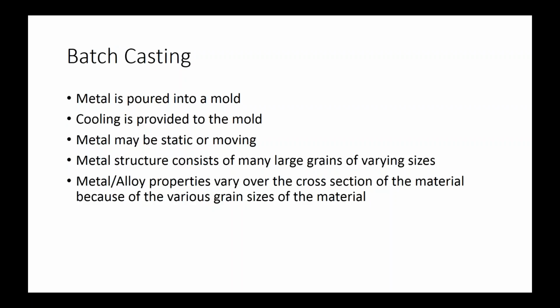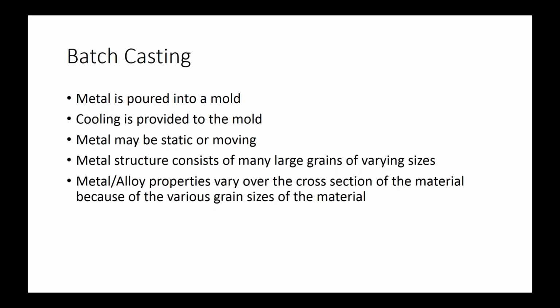The mold is cooled. The mold may be moving, but it's still just a mold sitting there. A lot of times, batch casting is done in what is called a foundry, where there are multiple molds moving around on conveyor belts, and you have the furnace with molten metal in it, pouring the metal into each mold as they come by, and then that mold continues around the conveyor belt system and is cooled, and then the casting is ejected, and the process continues. The metal structure in these types of castings consists of many large grains, not always the same size, but many large grains, crystals.